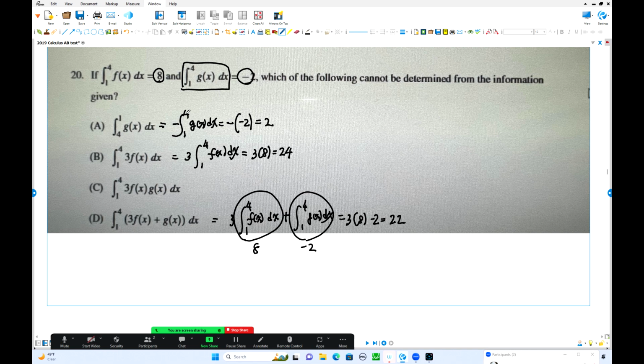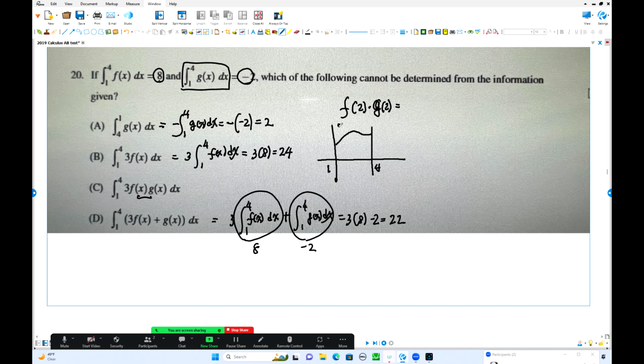For example, only area is given, okay? For example, f of x times g of x, this is a multiplication, okay? For example, f over 2 times g over 2. Is this defined? Between 1 and 4, nothing. The only things given are areas.